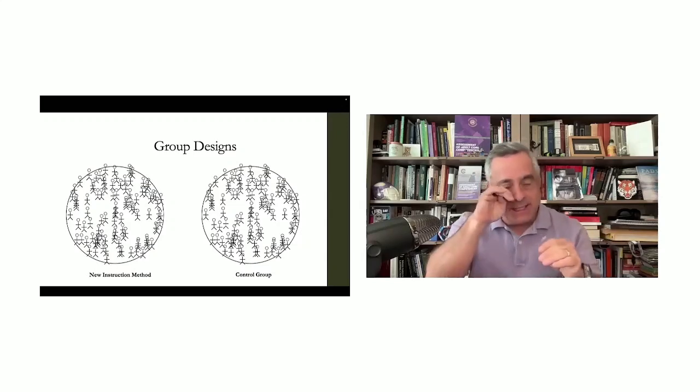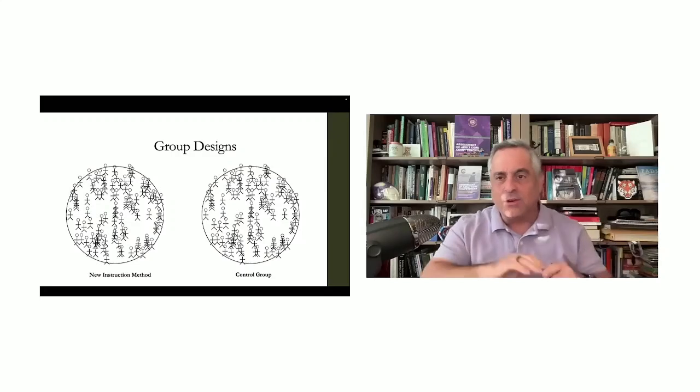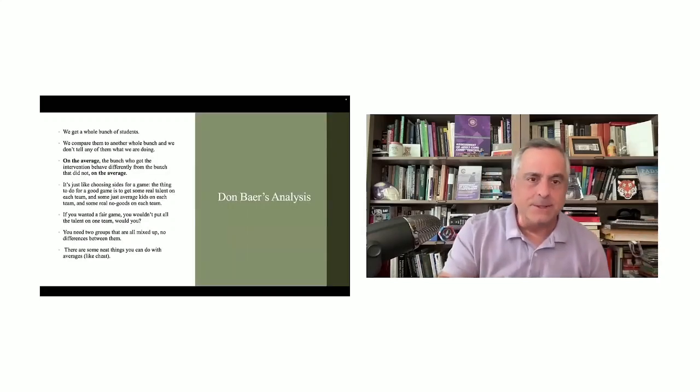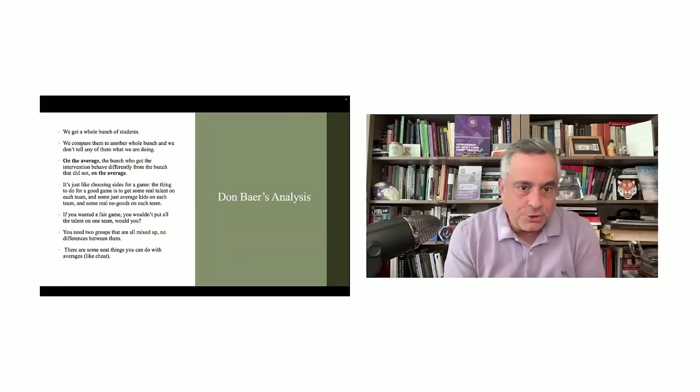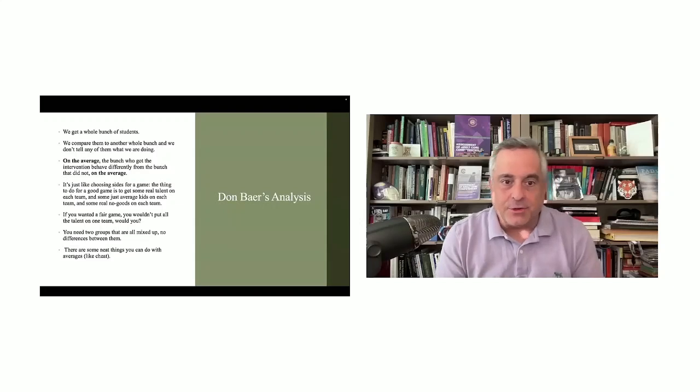So if you've got 10 high IQs, you put 5 in one group and 5 in the next. Okay, if that makes sense. So you choose sides for a game. The thing to do for a good game, let's say you're playing a game of baseball, a game of kickball, whatever it might be, you want to get some real talent on each team and some just average kids on each team and some kids that are just not good on each team, right?